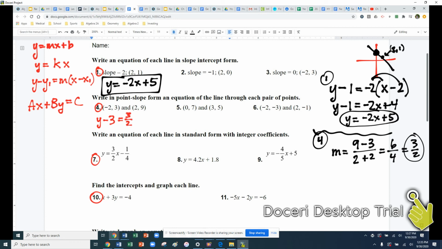equals, slope is 3/2, x, and then it's going to be minus a negative 2. Just change that to plus, x plus 2. So there would be my point slope form.